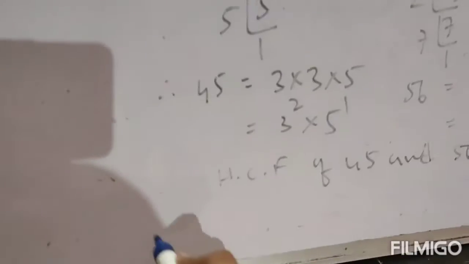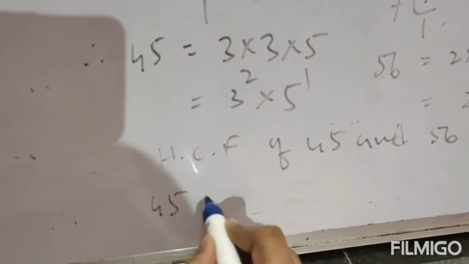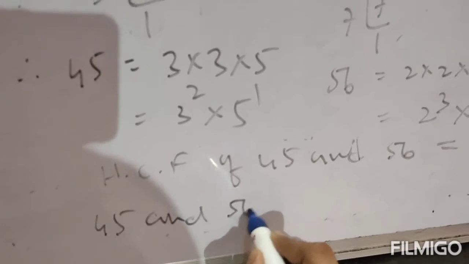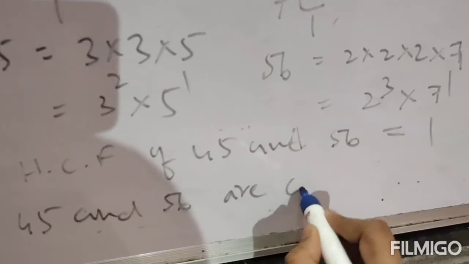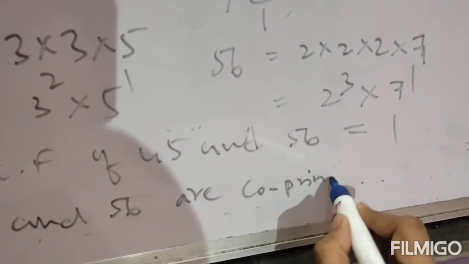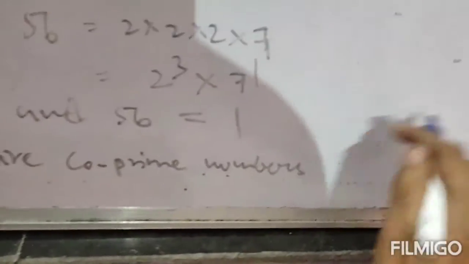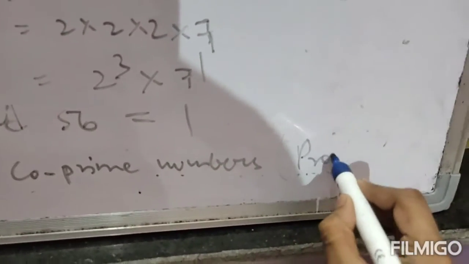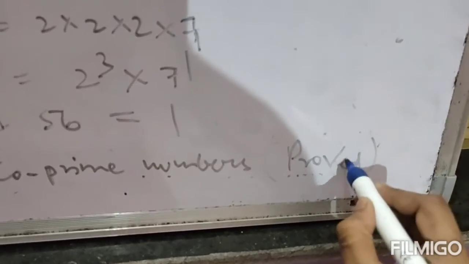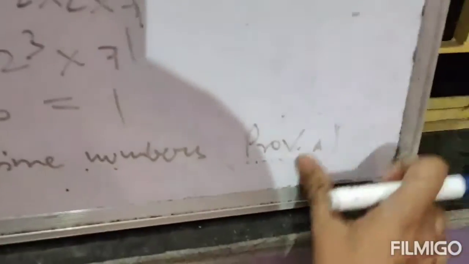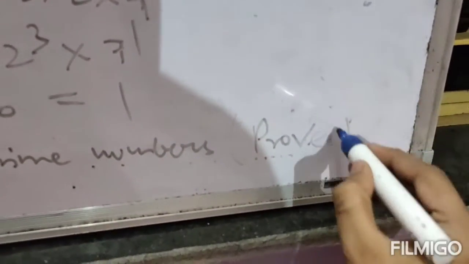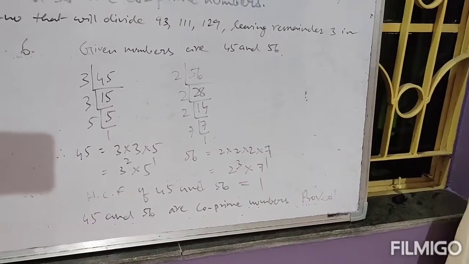Clear? So we will write, therefore, 45 and 56 are co-prime numbers. Proved. This is E. Clear? So 45 and 56 are co-prime numbers. Proved. Clear? Next, last question number 8.